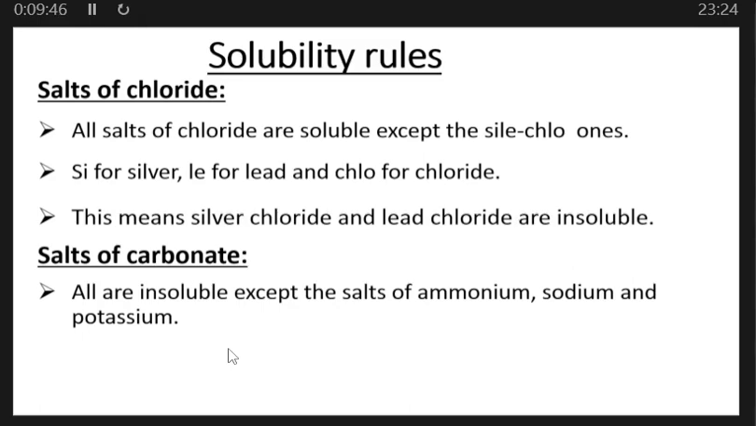But if I say zinc carbonate, it is an insoluble salt. Copper 2 carbonate, it is an insoluble salt. Calcium carbonate, it is an insoluble salt. Zinc carbonate, it is an insoluble salt, because the ones we have mentioned to be soluble are these ones here. The rest are insoluble. All right, I hope you are getting something.